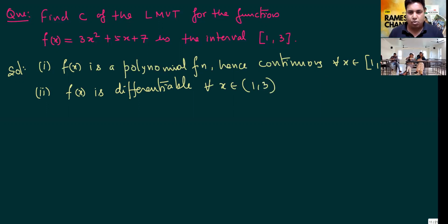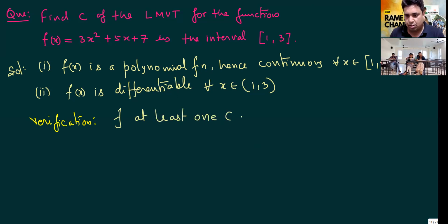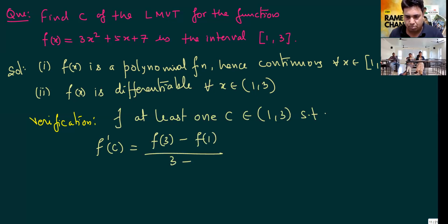Now the minimum condition required for LMVT has been met. Now we need the verification round. So we are going to verify that there exists at least one c belonging to the open interval 1 to 3 such that f dash c becomes equal to f of 3 minus f of 1 upon 3 minus 1. Is that clear?